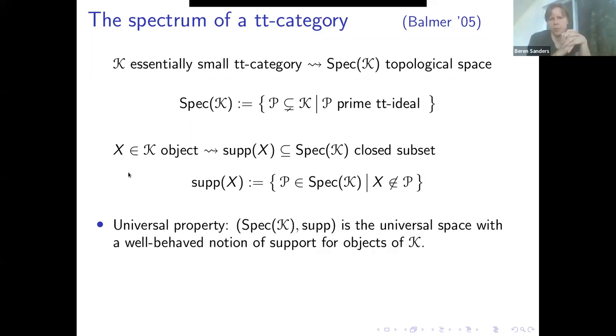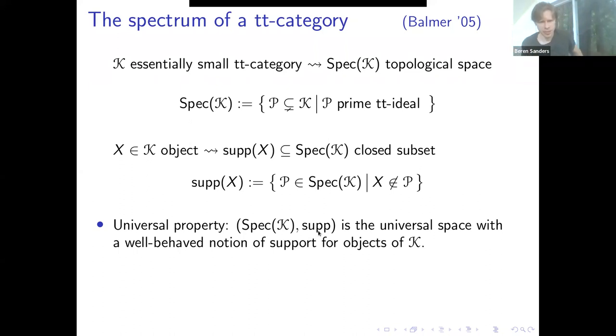Spec K, equipped with this notion of support, is the universal space with a well-behaved notion of support for the objects of K. Meaning that if you have any other space and some assignment of closed subsets of the objects of K in that space, and if this assignment satisfies a number of very basic axioms, then there's a unique continuous map from your space to the Balmer spectrum, such that your support is just obtained by pulling back this universal support in the Balmer spectrum.